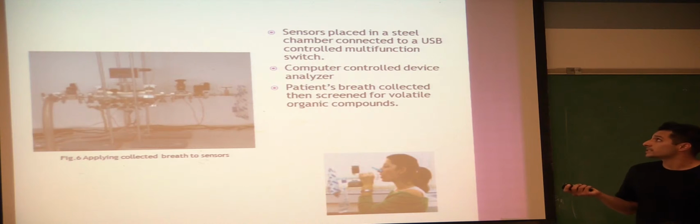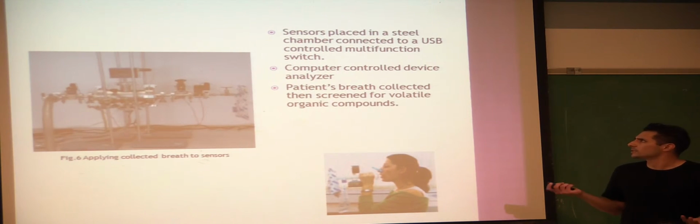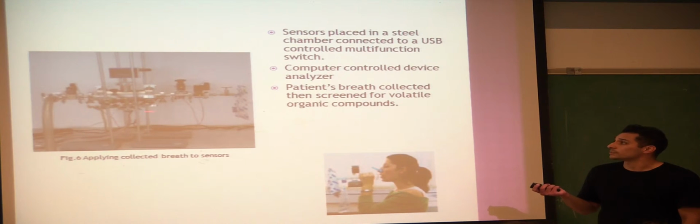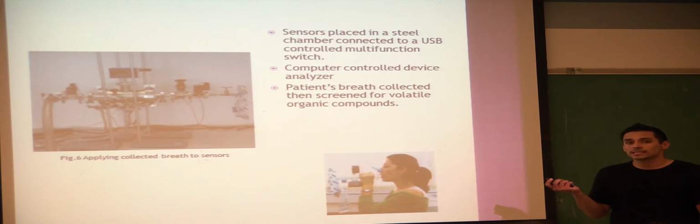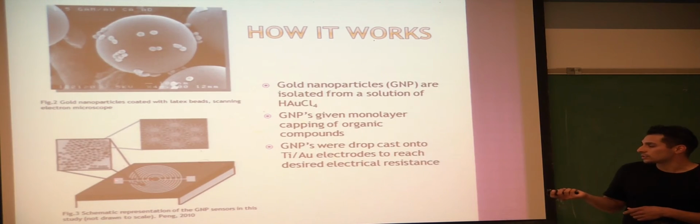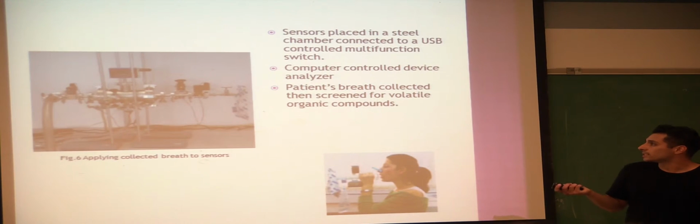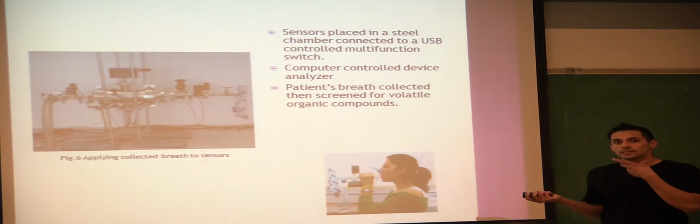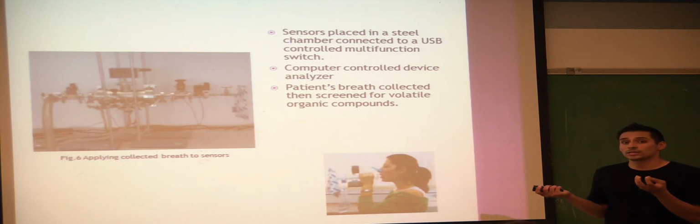So then the sensor is placed inside a steel chamber, which is connected to a USB-controlled multifunctional switch. This keeps all the breath away from other contaminants from the normal air. And so what happens is they take a sample of the patient's breath, and then they put it into this machine. As the breath passes past the electrochemical sensor, it changes the resistance across the sensor because there's a current passing through here. And so this is then read through a multifunction switch. It analyzes the resistance, and the resistance is all based on the person's breath containing chemicals, and it reacts with the chemicals that are on the nanoparticles.